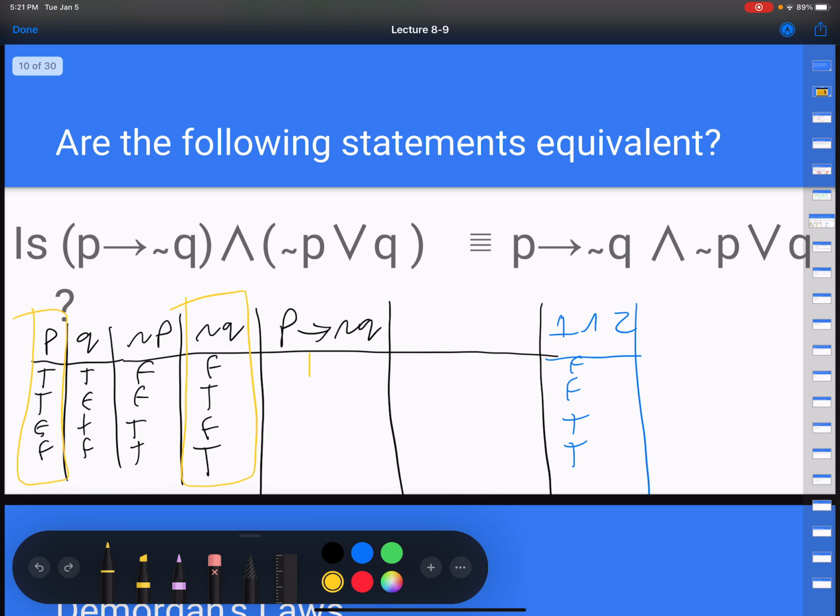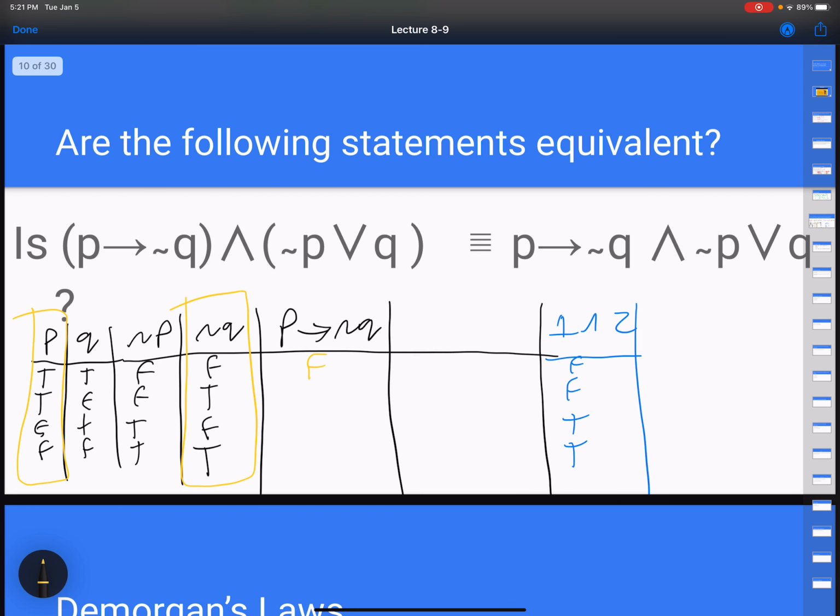Oh, I wrote a T. F. And then in the second case, we have true implying true, so it's true. Third and fourth, we have things starting with falses, so they're both going to be true. Because in a conditional, if it starts with a false, it defaults to true. Now we have that answer. We have this piece done. And then we have to just do and not P.